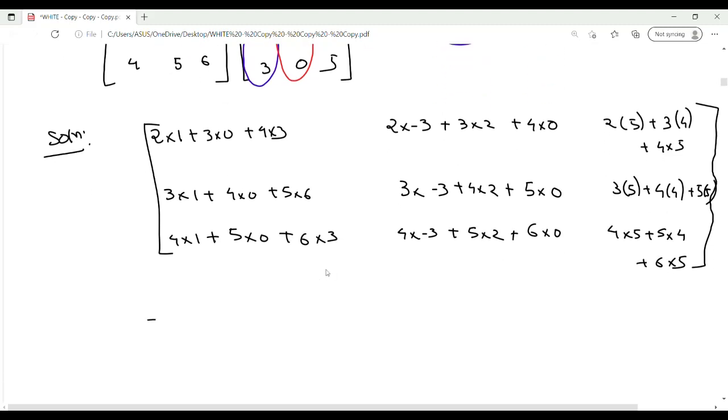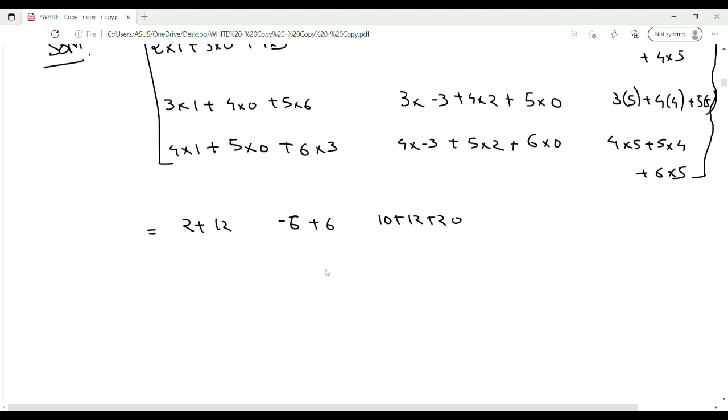2 into 1 is 2 plus 3 into 0 is 0 and 4 into 3 is 12, and this will be minus 6 plus 6 and then 10 plus 12 plus 20. Okay, so next 3 into 1 is 3 plus 30. Okay, and then 4 plus 18 and minus 9 plus 8, minus 12 plus 10, and 15 plus 16 plus 25, 20 plus 20 plus 30.